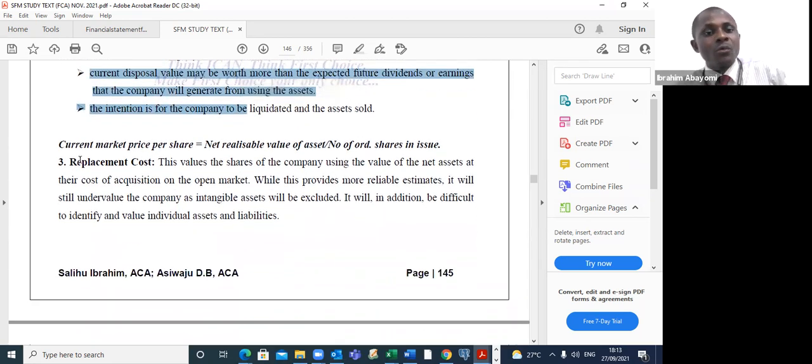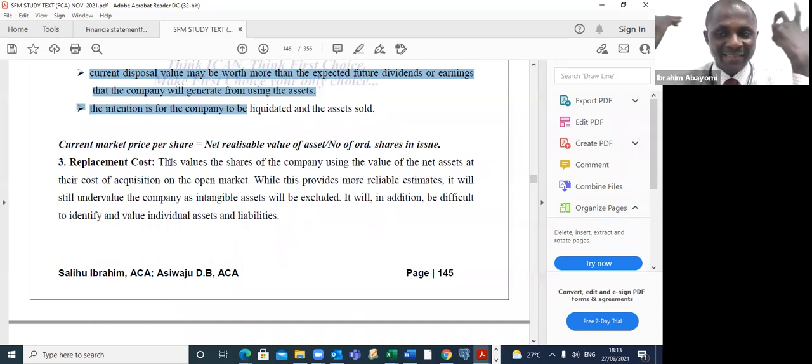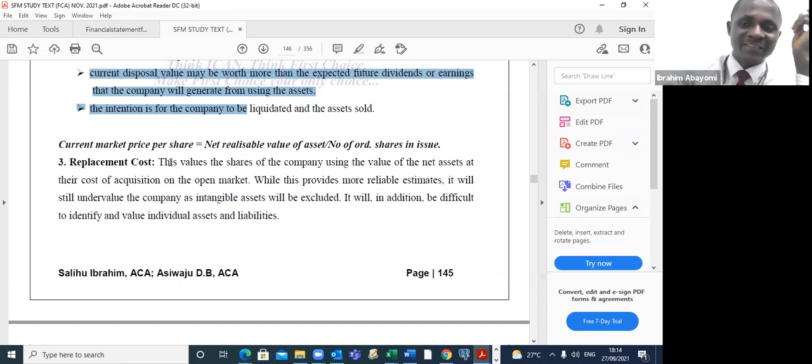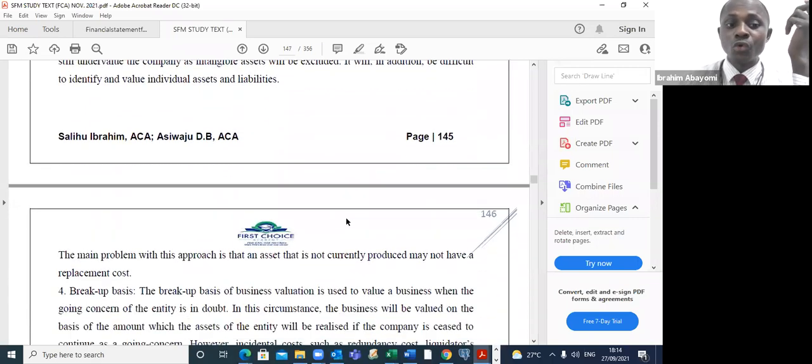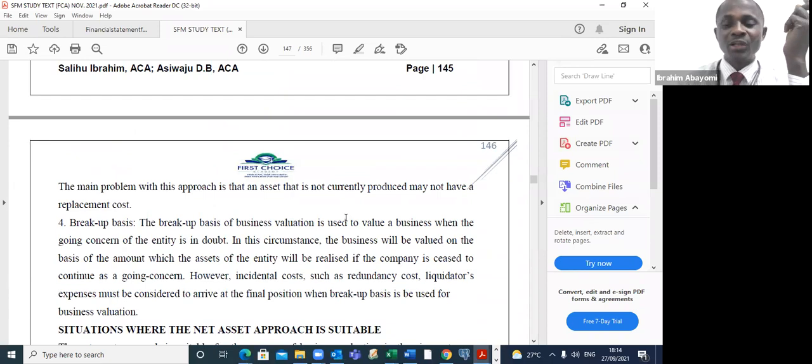Now, number 3, we have what we call replacement cost. Replacement cost just simply means if you want to buy a similar asset currently to replace that asset, how much will it cost you to buy the asset? This is slightly different from market value. Market value is where you want to sell the asset. Now you want to go and buy a similar asset to replace this asset. That is replacement cost. So you can value your business based on replacement cost, if you know the amount that it will cost you if those assets are to be replaced.